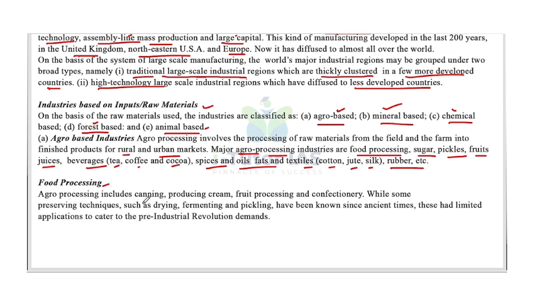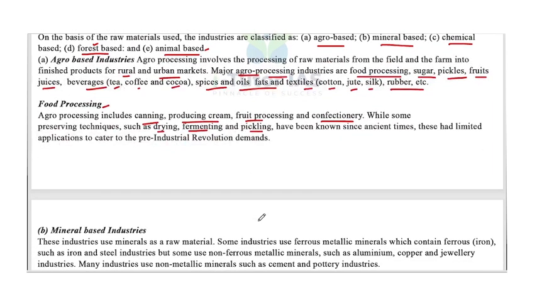Agro-processing includes canning, producing cream, fruit processing and confectionery. While some preserving techniques such as drying, fermenting and pickling have been known since ancient times, these had limited application to cater to pre-industrial revolution demands. Okay, that is food processing.